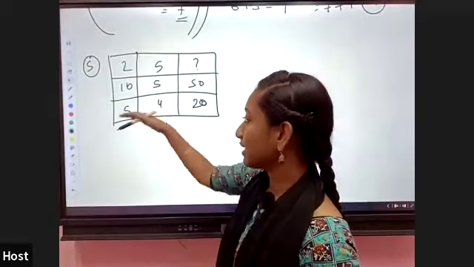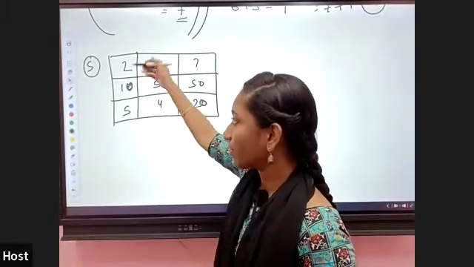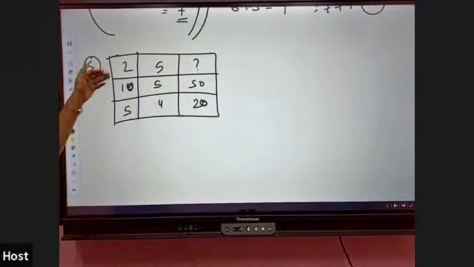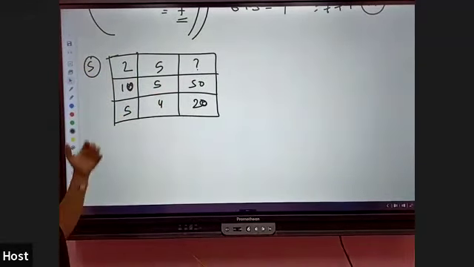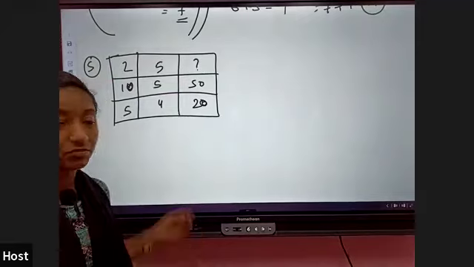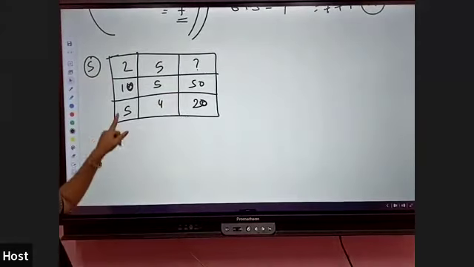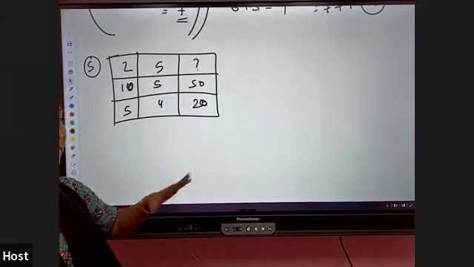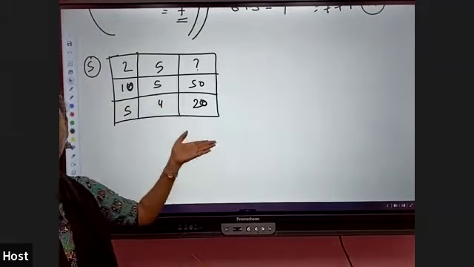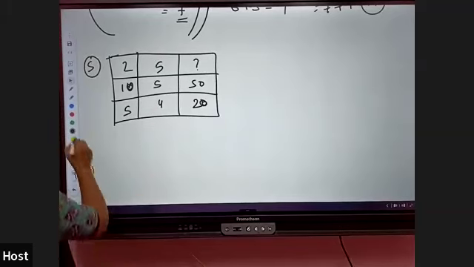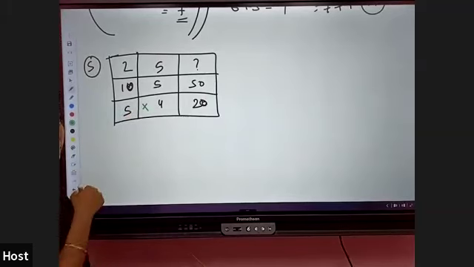Suppose, let us solve horizontally. So, here 2 and 10 is there, 5 is there. So, there is no theme horizontally, we cannot identify the theme. Let us try vertically. So, 5 is there, 4 is there. 5 plus 4, 9, it is not working. 5 minus 4, 1, it is also not working. 5 fours are 20. So, the operation used in this is multiplication.